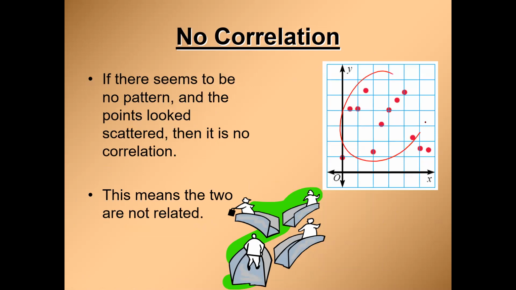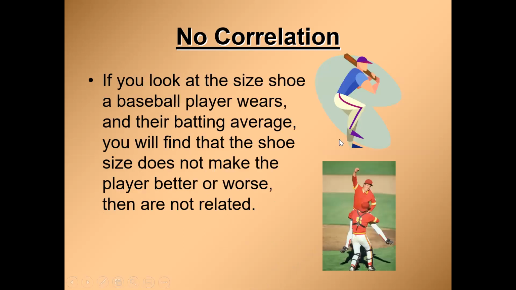No correlation means that you cannot definitively draw a straight line, like, for example, this one right here. An example of that would be the shoe size of baseball players and their batting average. There is absolutely no correlation on that.